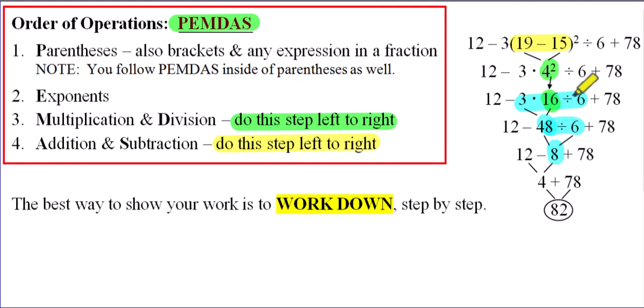Notice how I did the multiplication and division left to right. And then finally I'm going to do the addition and subtraction left to right. So in this problem, the subtraction's further to the left than the addition. That's why I subtracted before I added. Now, the biggest thing I want you to know in pre-algebra, and you're going to carry this on into Algebra 1 and Algebra 2 and all those math courses you'll take in high school: the best way to show your work is to work down, step by step. And this was an example of doing that.